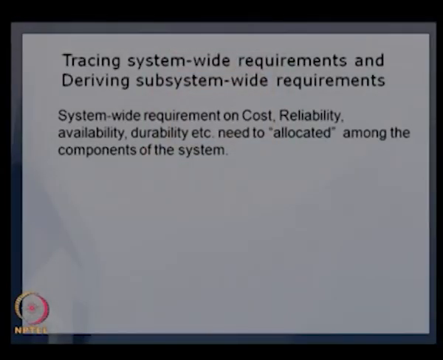The task of allocation of reliability is basically to look at the various components which contribute to the particular requirement and then allocate the values accordingly to the components. So, in the allocation architecture, by looking at the architecture, we should be able to allocate these values and then trace this value to the corresponding functions and components. So, the system wide requirements on cost, reliability, availability, durability, etc. need to be allocated among the components of the system.